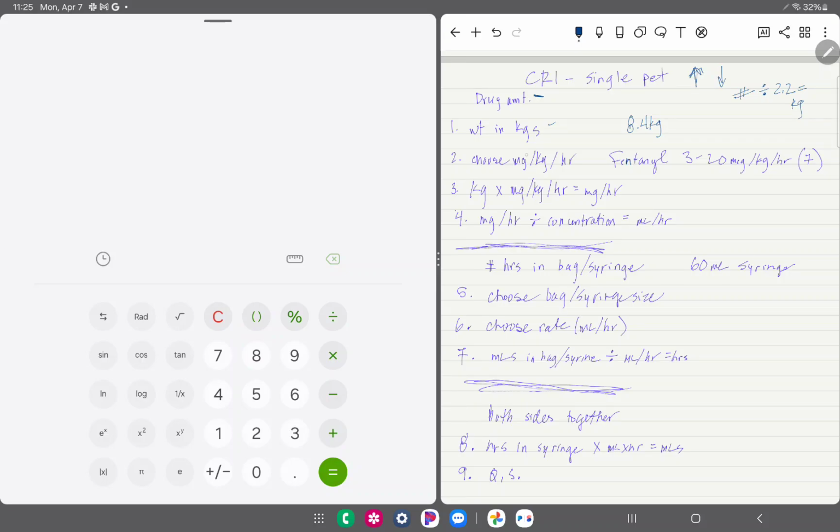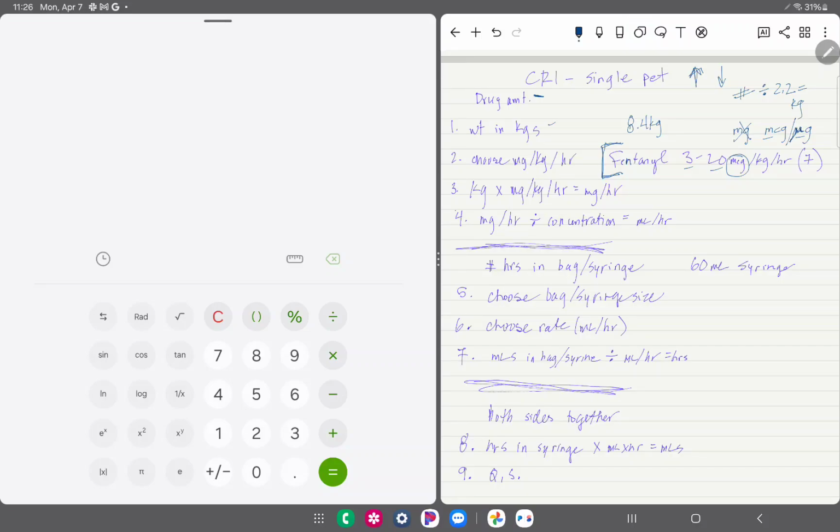Now I need to choose what is my mic per kg per hour. What's my rate? And if we go to Plumb's, if we go to any formulary out there, they're going to tell you it's somewhere between 3 and 20 mic, not mig. Here's mig. Here's mic, 1,000 times smaller. Or some people write it as the Greek letter mu. Look at it, it looks like a u. But mic or mic, doesn't matter. Same meaning. But it's definitely not a mig.